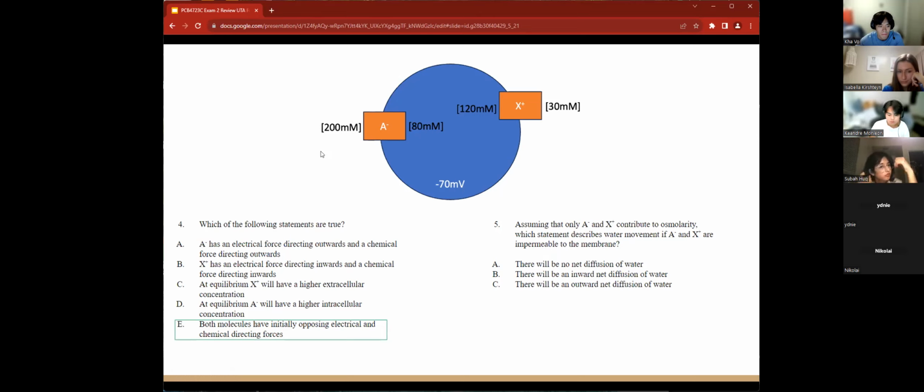Let's think about it. Let's look at A minus here. At equilibrium, or let's look at the forces directing it. Obviously, the charge is repelling it. So electrically, it's being pushed out. Chemically, it's being pushed in.